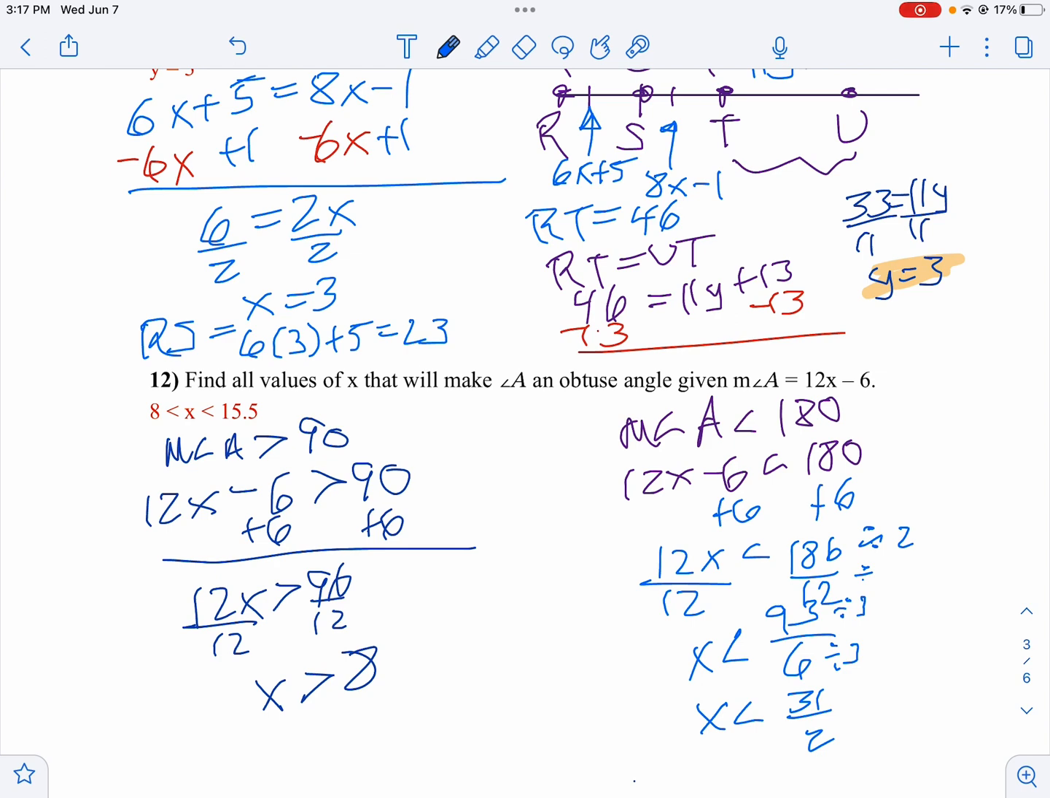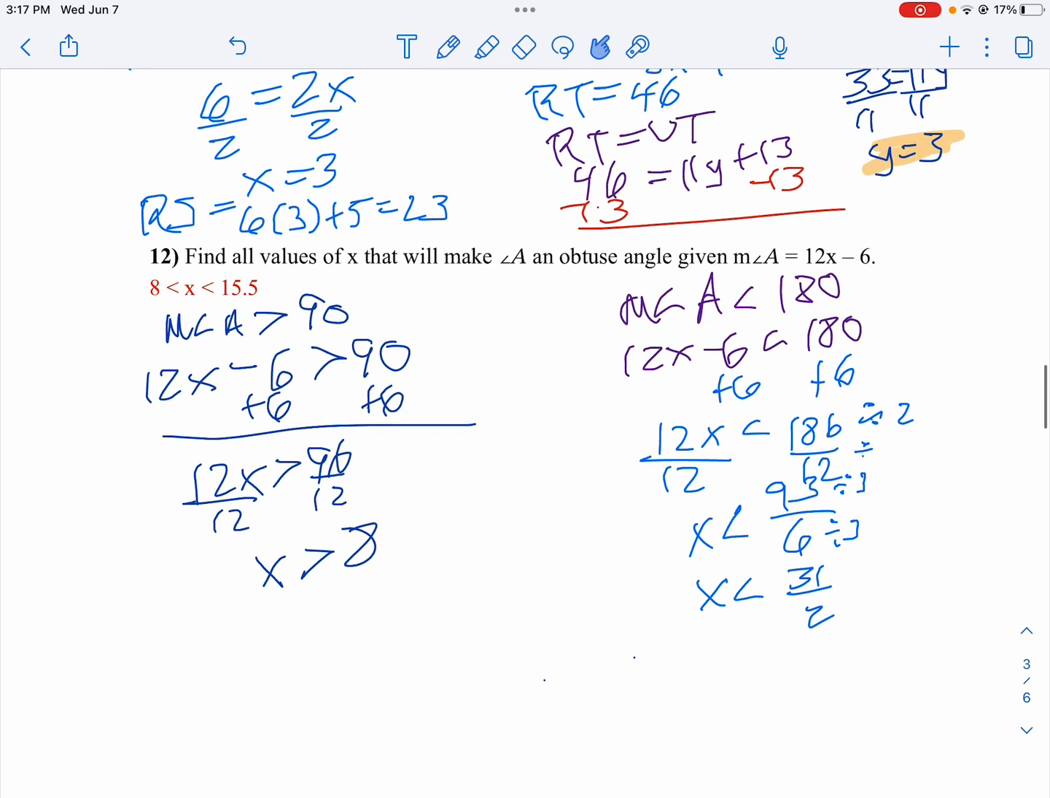But I would like you to write it between those two. So we'll say 8 is less than x, which is less than 31 over 2. You could write it backwards. 31 over 2 is greater than x, which is greater than 8. That would be correct also.